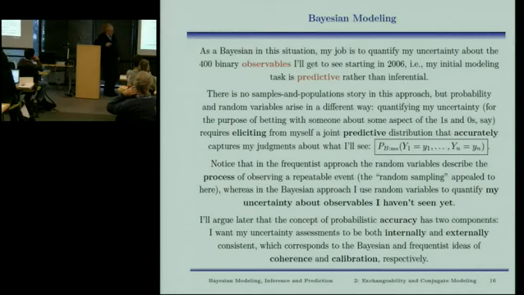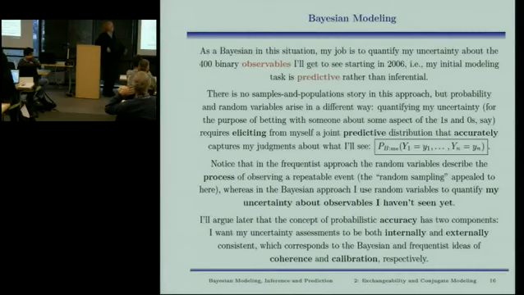And the verb is to elicit from yourself a joint predictive distribution that accurately captures your judgments about what you'll see. So this is my Bayesian predictive distribution for whether the first patient will die or not, and whether the second patient will die or not, and so on, all the way down to whether the 400th patient will die or not. And notice that in the frequentist approach, the random variables describe the process of observing the repeatable event of getting another random sample, whereas in the Bayesian approach, I'm using random variables to quantify my uncertainty about observables that have not yet been observed. So two different ways to think about how random variables are coming into the story.